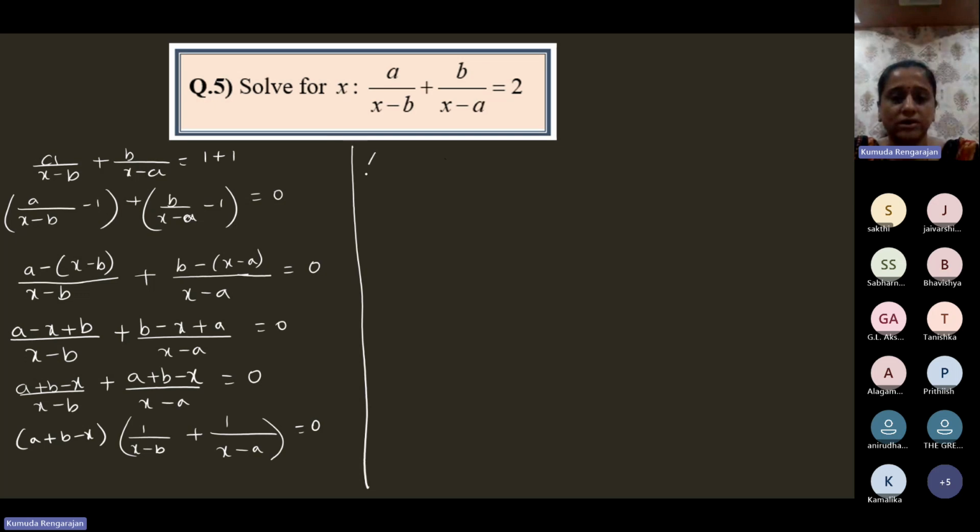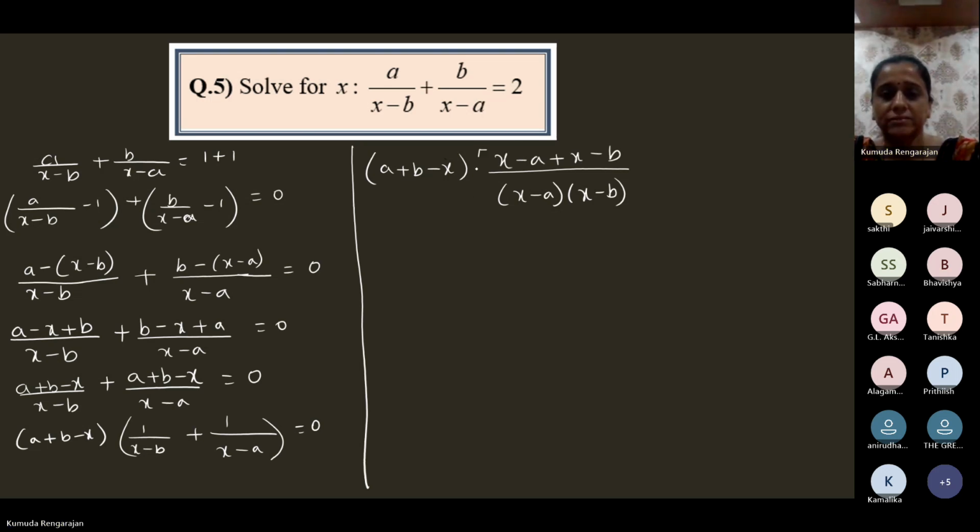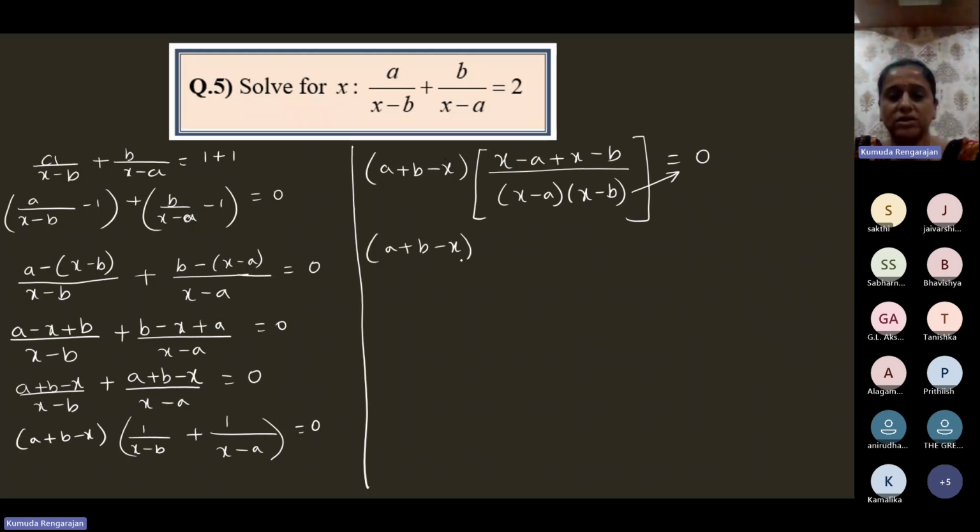Now again, common denominator for the terms inside the bracket. So we have x minus a into x minus b. The product of the denominators is the LCM. So you'll have x minus a plus x minus b is equal to 0. Now when you cross multiply, this denominator is gone because this into 0 is 0. So we have a plus b minus x, and here x plus x is 2x in the numerator, minus a minus b. Denominator is gone because this denominator into 0 is 0.